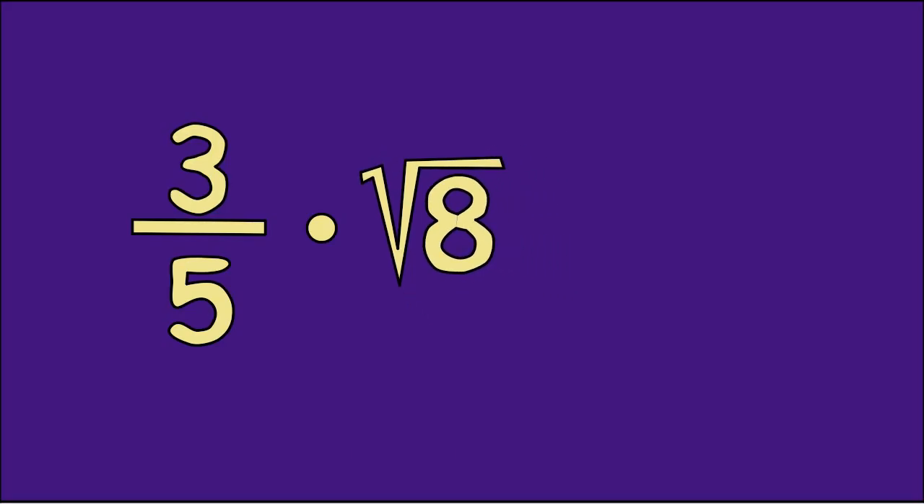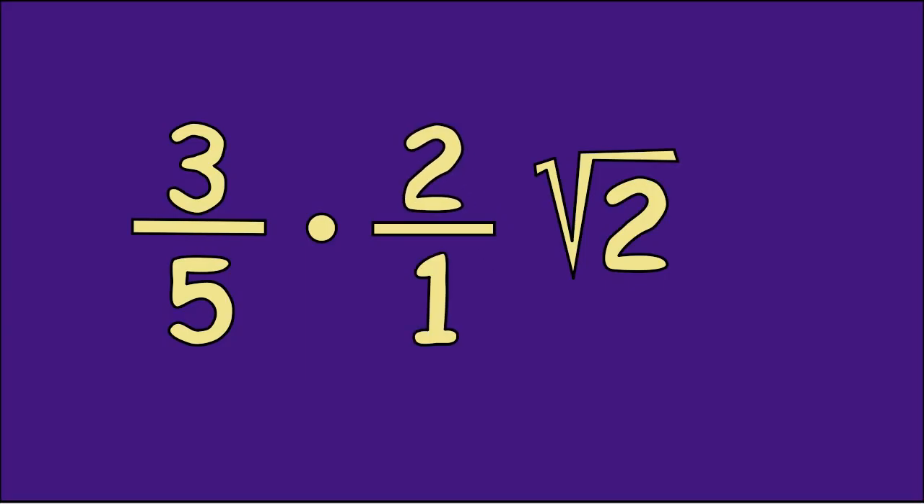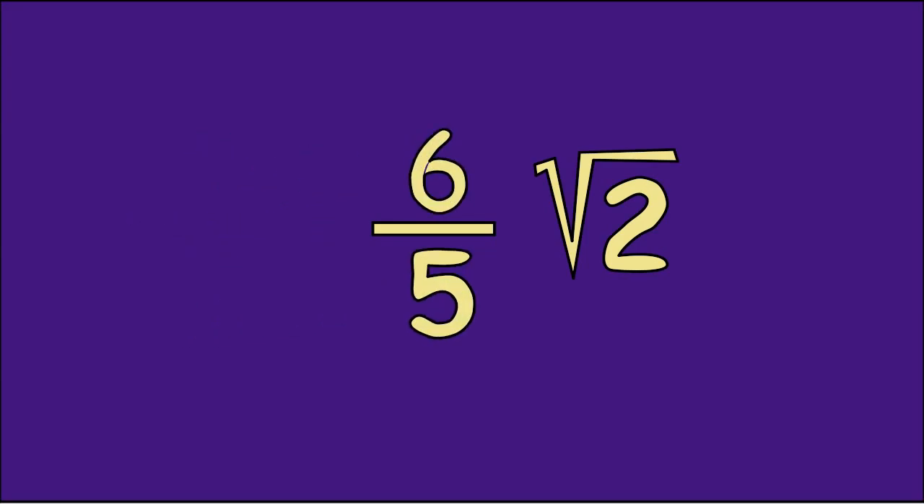But we're not quite finished yet. The square root of 8 has a perfect square hidden inside it, so we have to change it to the square root of 4 times the square root of 2. Since we know the square root of 4 is 2, we now have 3 over 5 times 2 square root of 2. When we multiply the outside numbers, our final answer is 6 over 5 times the square root of 2.